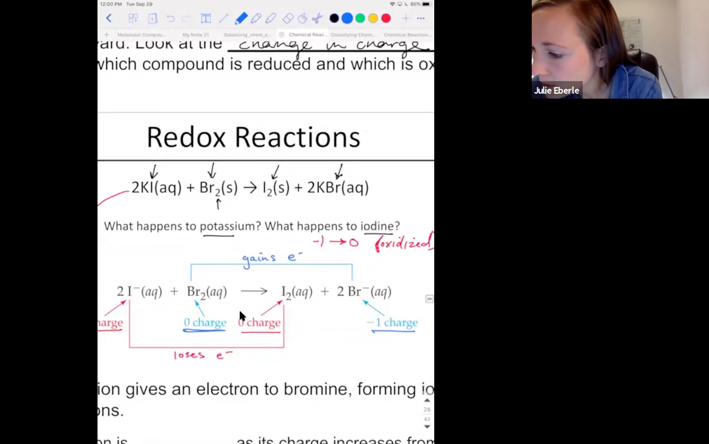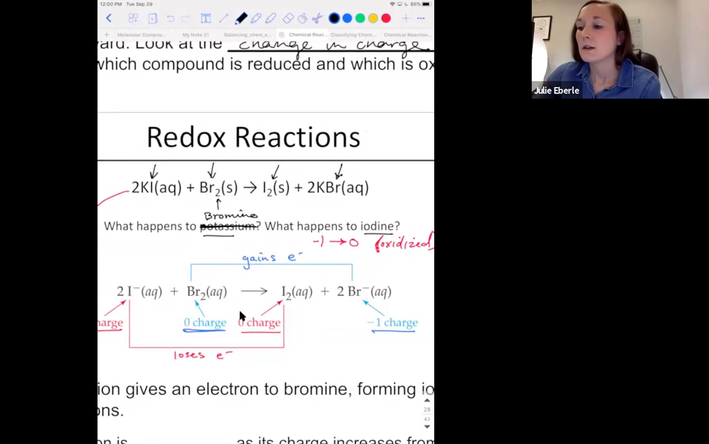Oh, I think this should not have been potassium. I think this should have been bromine. That's a typo, because we aren't even talking about potassium down here. Potassium is the same charge on both sides. It's the cation on both sides. So sometimes you'll see things that don't change charge at all, and you're not interested in those things. You're trying to find the things that do change charge.